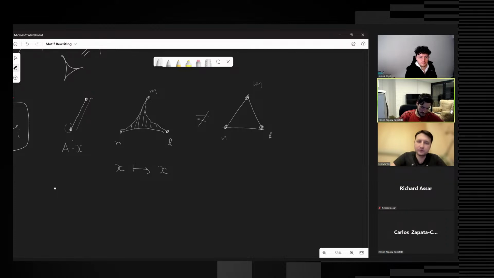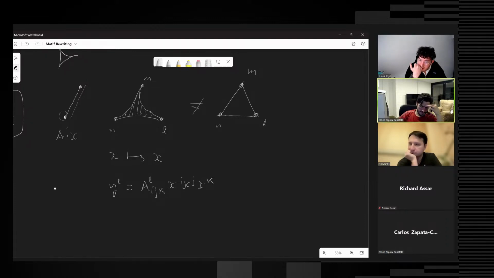As in, you could take something like, I'm just going to write it in coordinates. So the result y_k is a sum over i, j, k of a_ijk x_i x_j x_k, right?